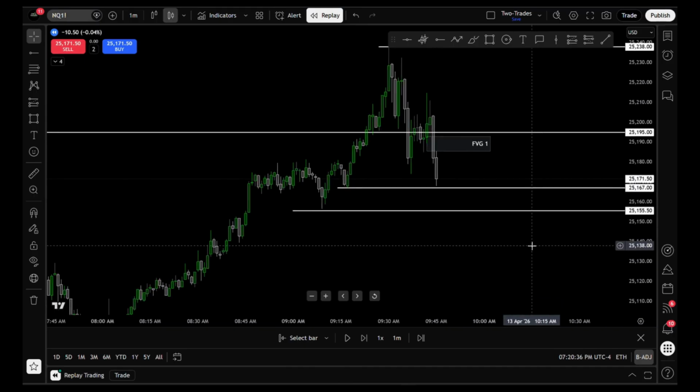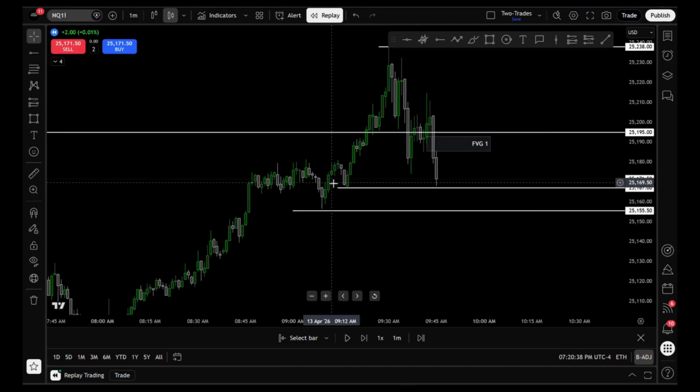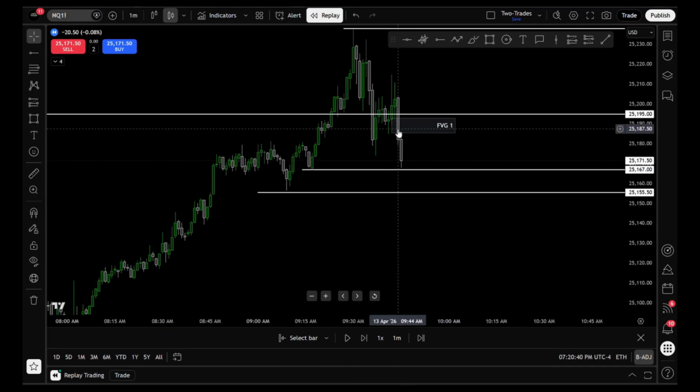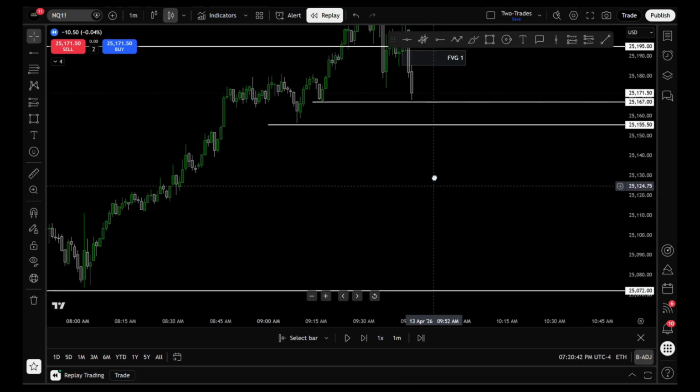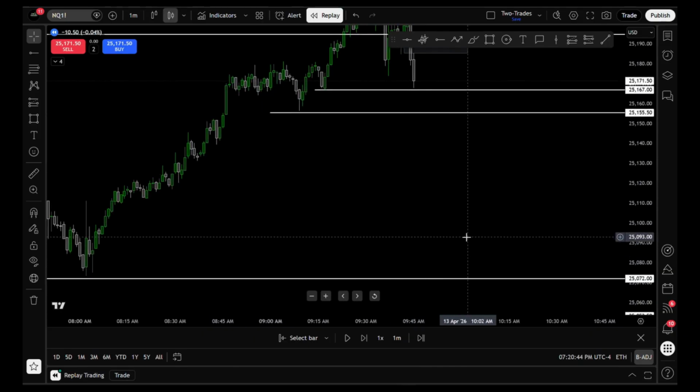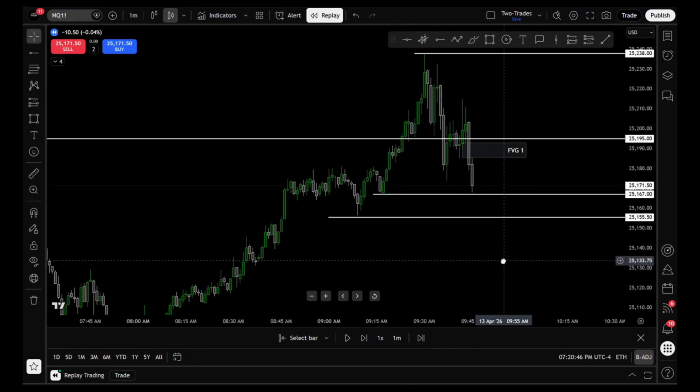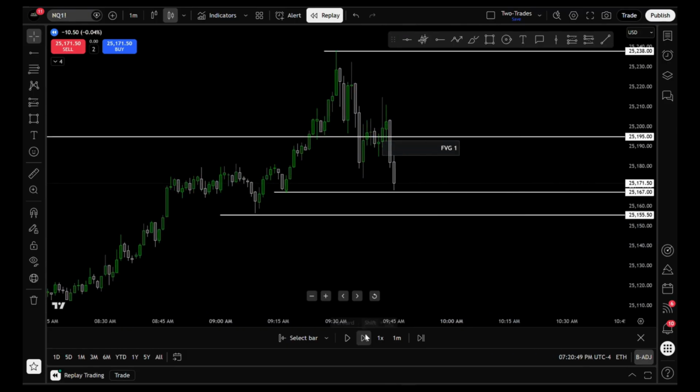Okay, still not doing anything yet because this level hasn't got swept. This level hasn't got swept. I don't know if price is going to come back down and just start making lower lows. I don't know. Nobody does. Okay, so we're just waiting.